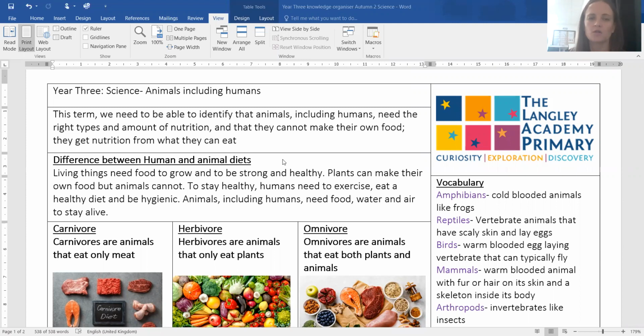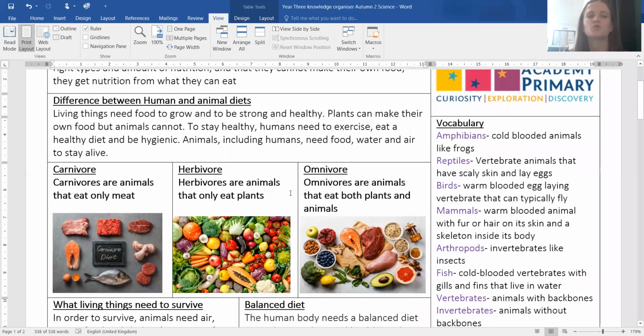So then we move on to look at the difference between human and animal diets. Living things need food to grow and to be strong and to be healthy. Plants can make their own food, but animals cannot. And to stay healthy, humans need exercise. They need to exercise, they need to eat a healthy diet, and they need to be hygienic, which means clean. Animals, including humans, need food, water, and air to stay alive.